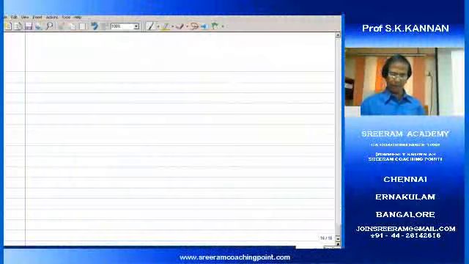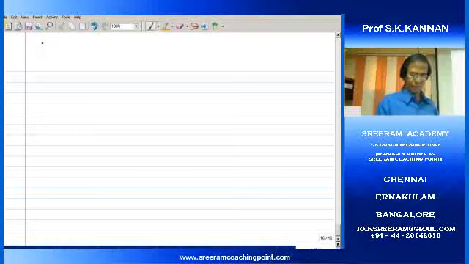Counting the number of terms, we can classify the polynomial as follows. 8x power 4: only one term is present. Counting the number of terms.